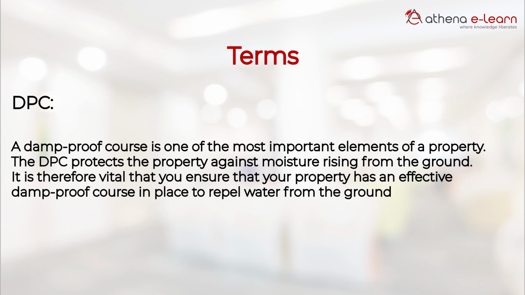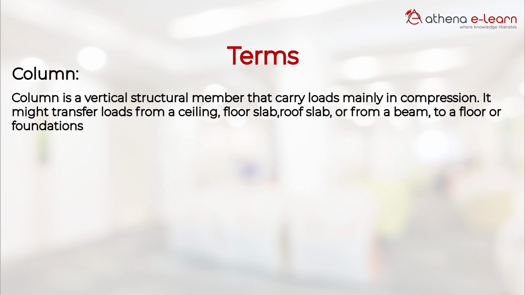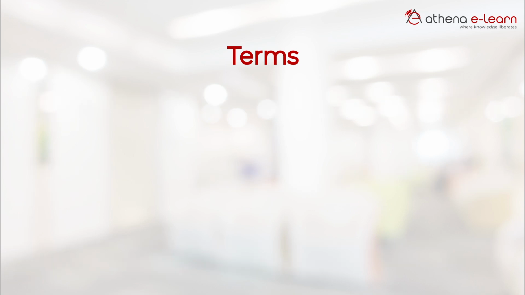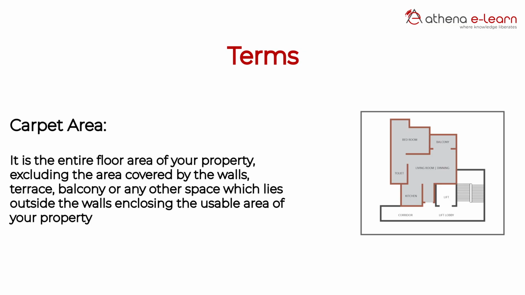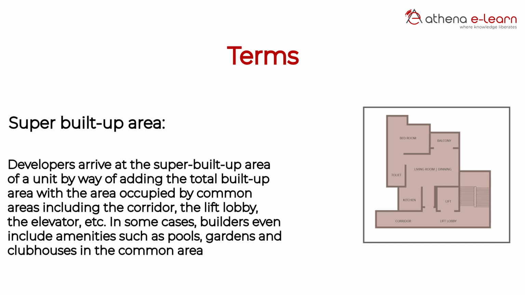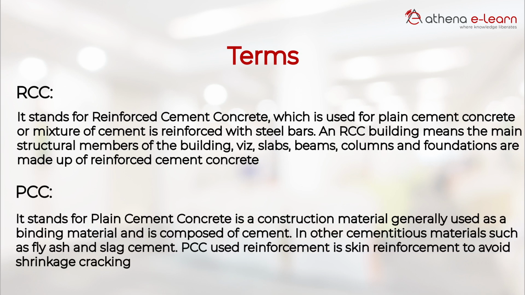Now there are three terms which in a way are clubbed together: the column, the beam and the slab. You then have another three terms which are clubbed together: carpet area, built up area, super built up area. The next two terms that I would suggest you look at in greater depth if it interests you is the RCC and the PCC.